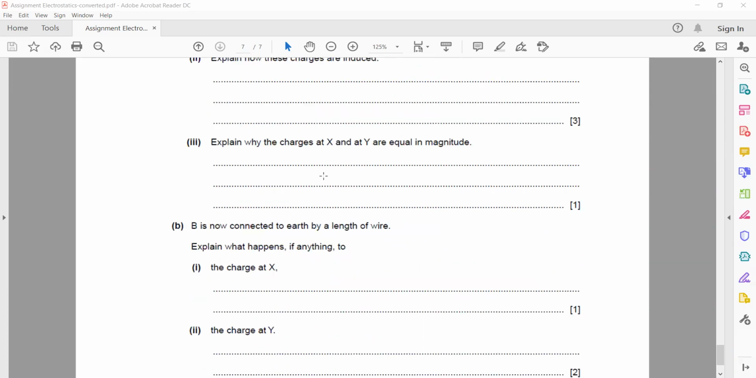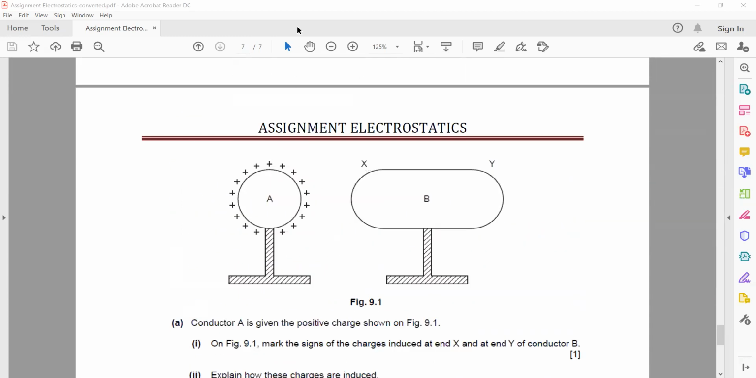Then they mention B is now connected to earth. So after creating a distribution of the charge, we connect B with an earthing wire. This is a symbol for an earthing wire. Now what happens if I connect this to the earthing wire? Will electrons move from sphere B to the earthing wire, or from the earthing wire to sphere B? What will be the movement of electrons, towards sphere B or away from it? Towards, from the ground or earthing wire to the sphere.